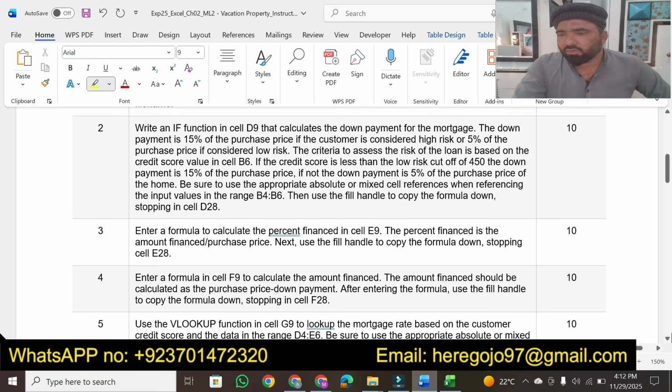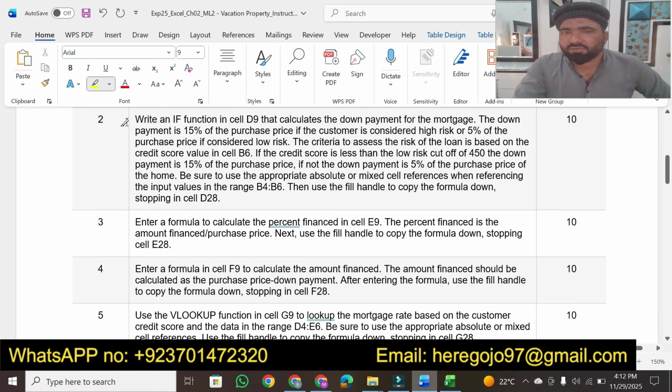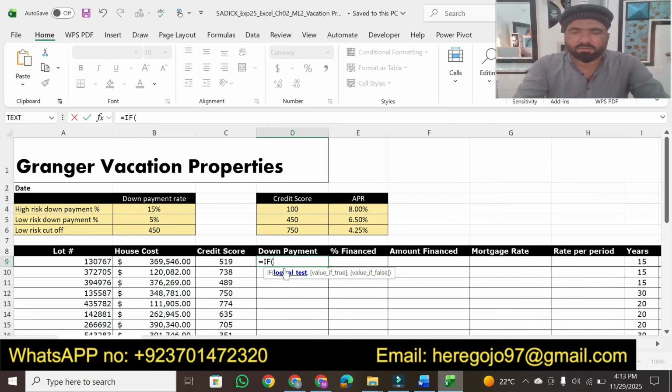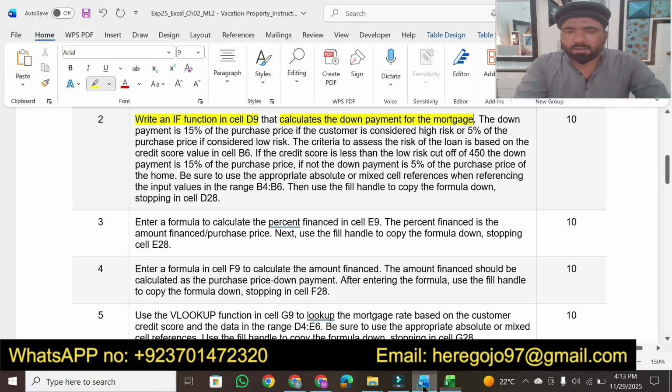In question number 2, what we have to do is read the instruction. First, write an IF function in cell D9 to calculate the down payment for the mortgage. So first we have to move toward cell D9 there, and there we use the IF function. Okay, now the down payment is 15% of the purchase price.